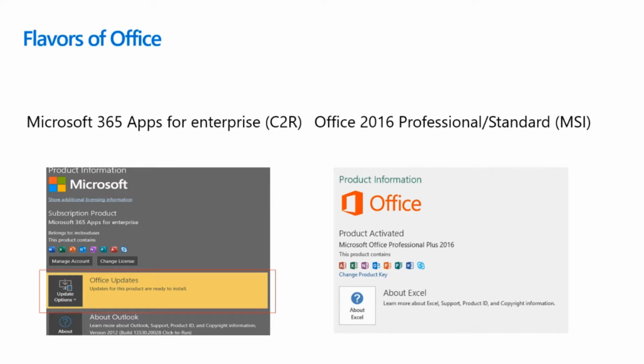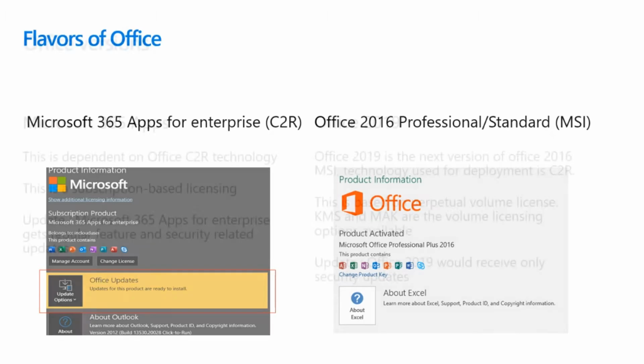The screenshot on the left side shows the C2R version, the Microsoft 365 Apps for Enterprise that comes with any of the Office subscriptions that a user purchases. And you can see the Office Updates, the highlighted option, which is available, and which is not available on the screenshot to the right, which is basically an MSI-based installation.